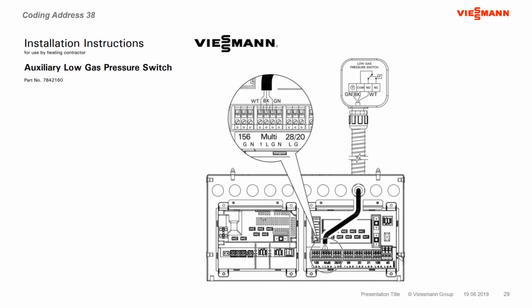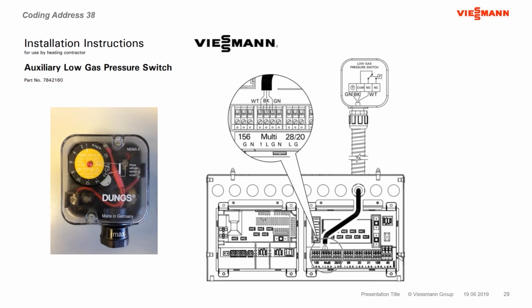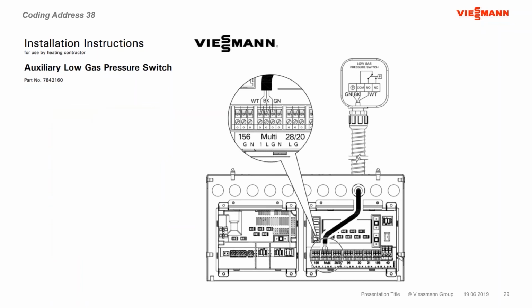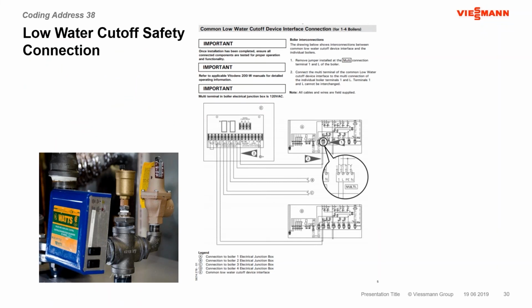Depends on your different areas and different codes and bylaws you have to adhere to as a technician. But if that switch opens, we of course separate the power between the L and the 1, and that 1 is not going to have power on it. So there's a low gas pressure switch. We also have information on wiring things like low water cutoffs. If you need a low water cutoff on your system here, how to do that.